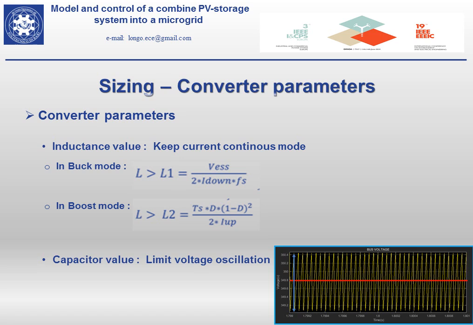For the more internal parameters, as the parameters for converters, two main important factors have been considered. The fact that we have to keep the current continuous mode for fixing the inductance, so in buck and in boost mode. And regarding the capacitor value, we have tried to limit the voltage oscillation and fix the capacitance consequently.